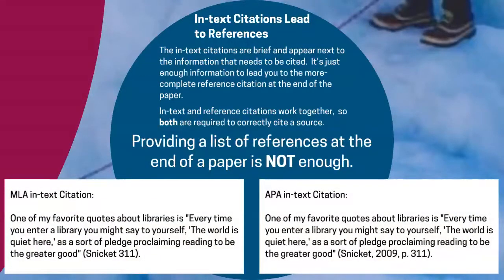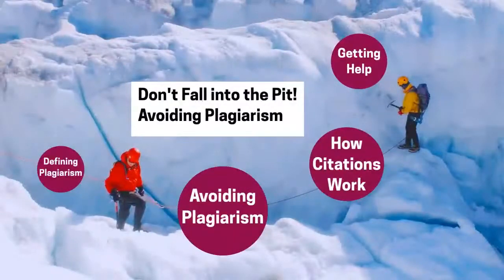And the in-text citations are a little bit different. In MLA, the author's last name and the page number is all that is required. In APA, you're expected to use, for a book in this example, the author's last name, date of publication, as well as page number. And those will change based on what the resource is and how much information is available about it. So that is a quick overview of how you use citations to avoid plagiarism.